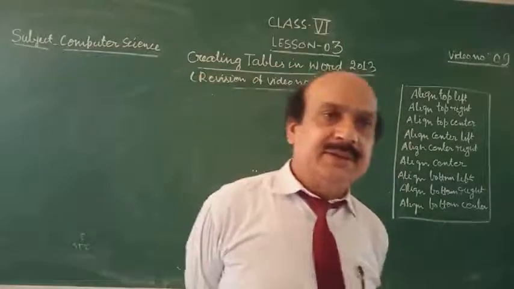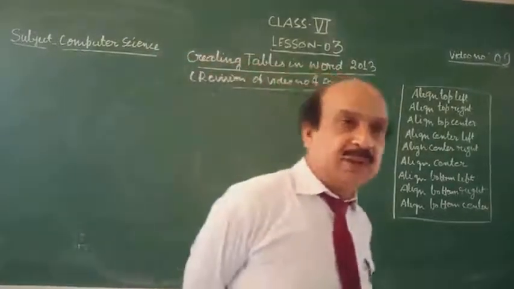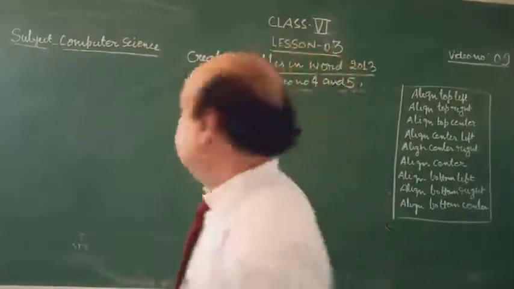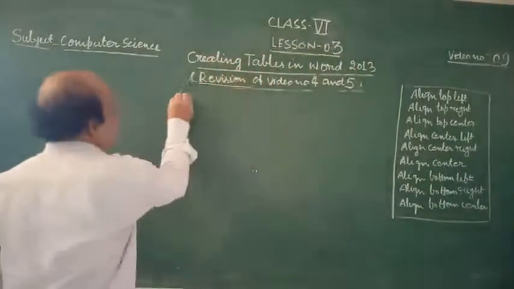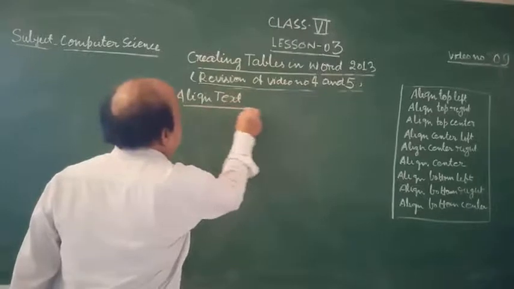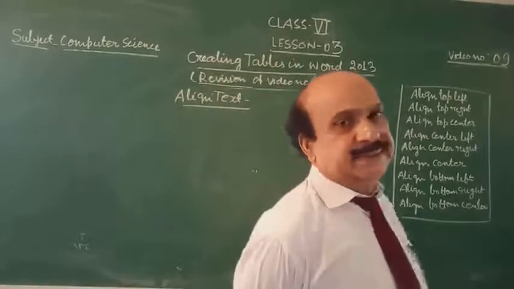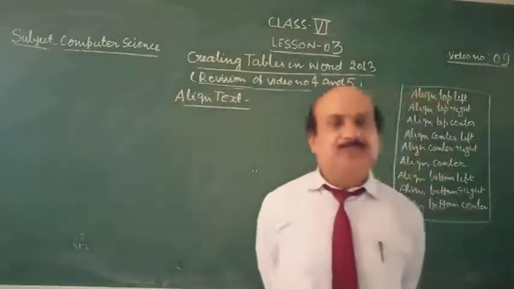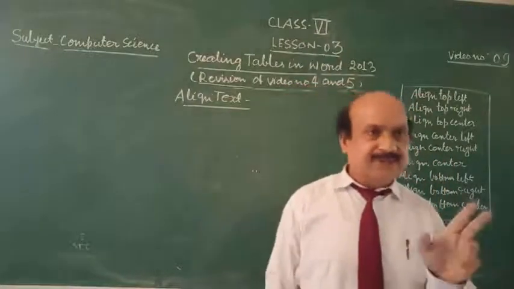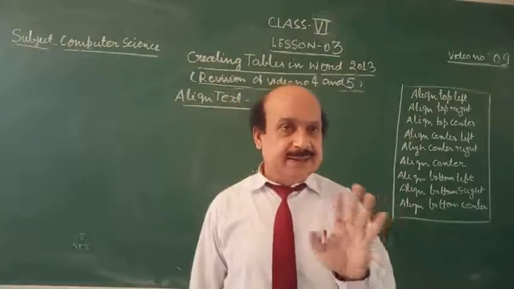We have started the revision of Chapter 3, Creating Tables in Word 2013. Today we will revise aligned text. Students, the word which you are finding here is aligned text. What is align? Aligning text means repositioning data in the cells. This is the alignment of text.